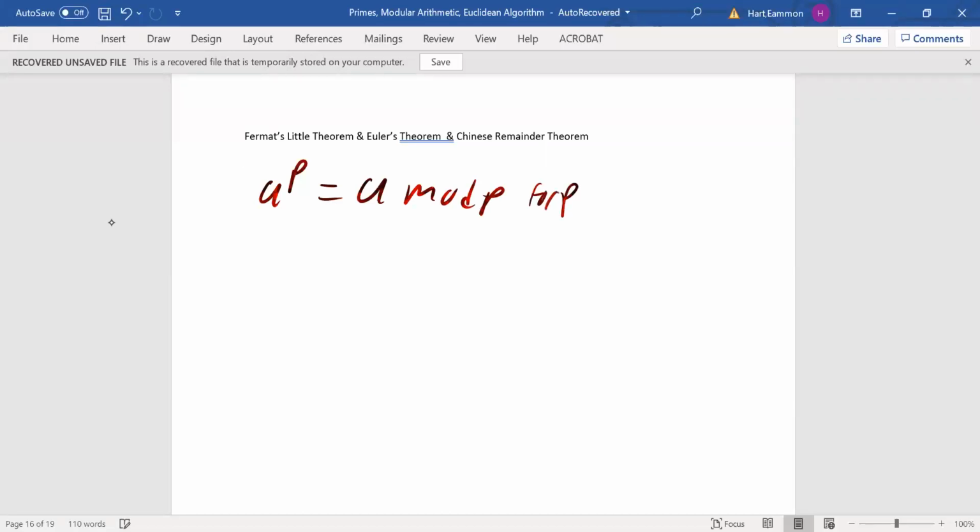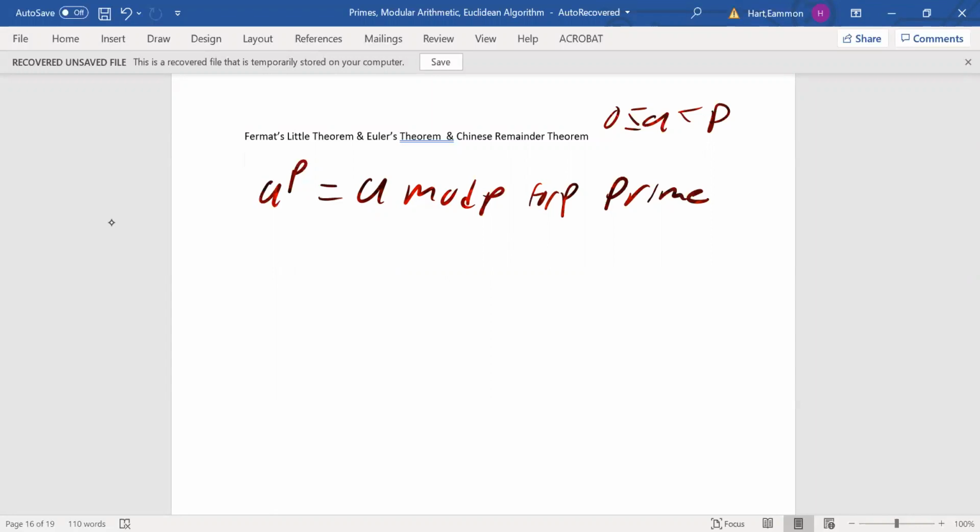for p prime, or for prime p. So if we have a prime p, we'll just go with the standard notation of a is between 0 and p. I guess it can be equal to 0. Then we have this. And if it's equal to 0, then this is super clear, right? Because 0 to the p is equal to 0.